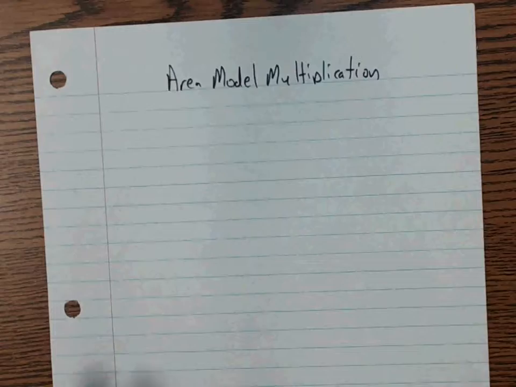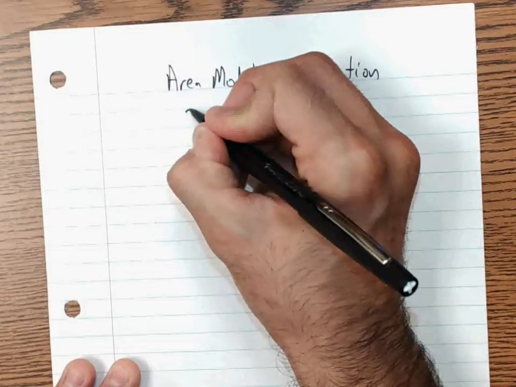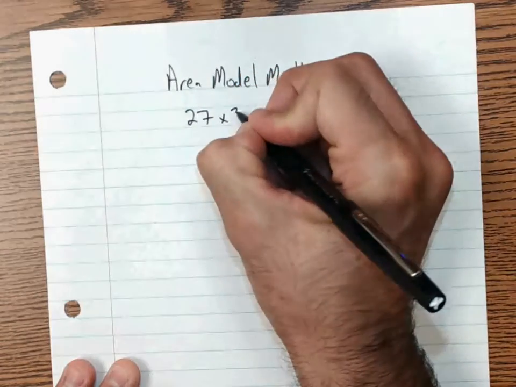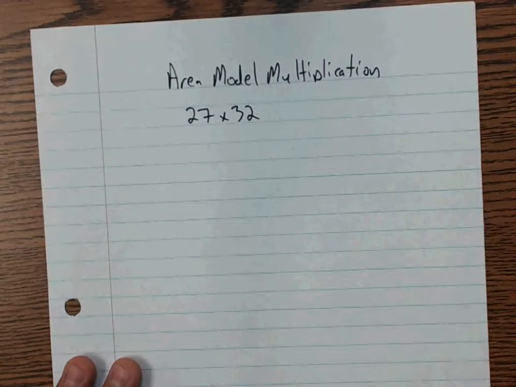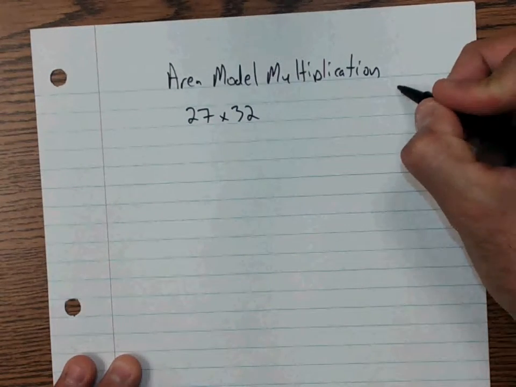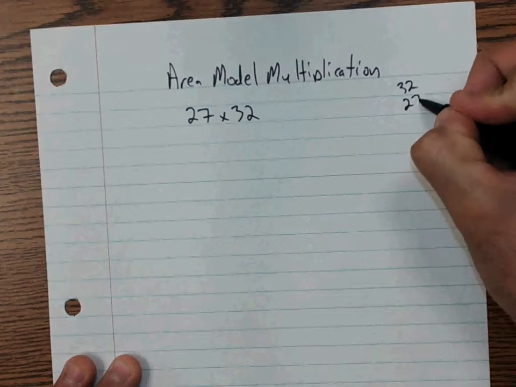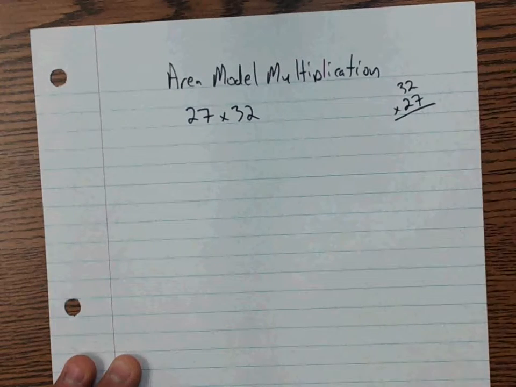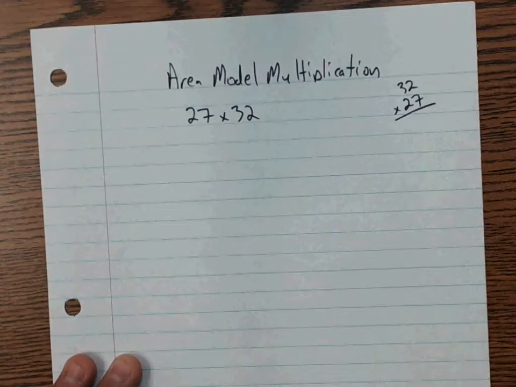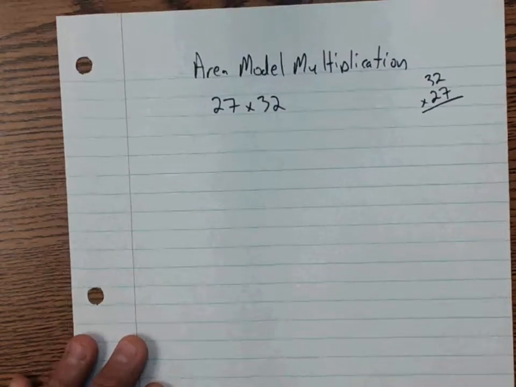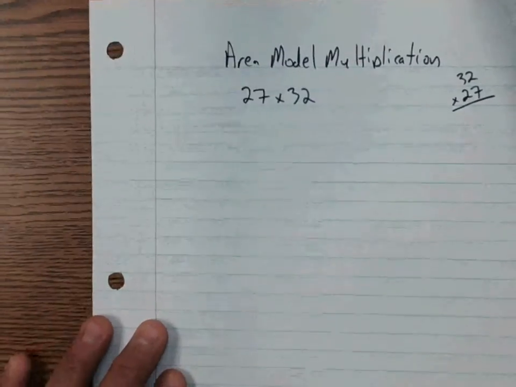The example we're going to use is 27 times 32. Some of you are really good at multiplying using the standard algorithm, which is just 32 over 27 and then multiplying, and that's fine. But this is just another method, and this is actually a good method. If you get really good at it, over time you could multiply double-digit numbers just in your head. So let's go over it.